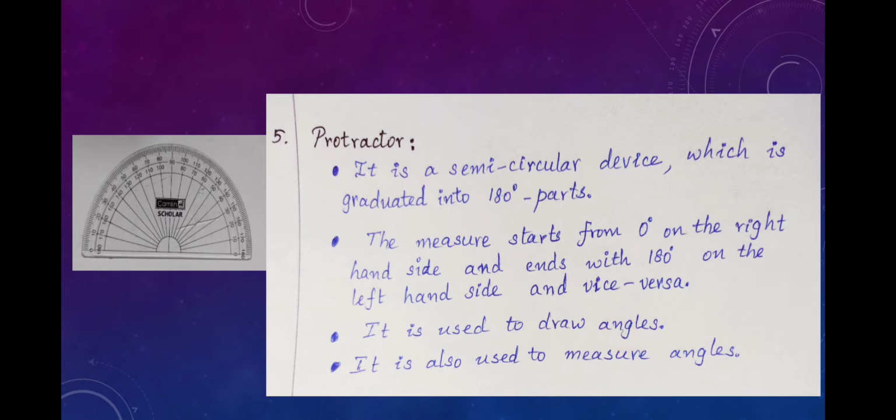Apart from this, you can see a pencil, a sharpener, and an eraser. So these are the basic geometrical tools available in our instrument box or geometry box.